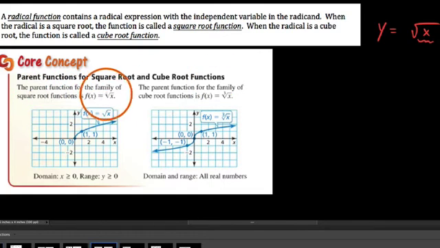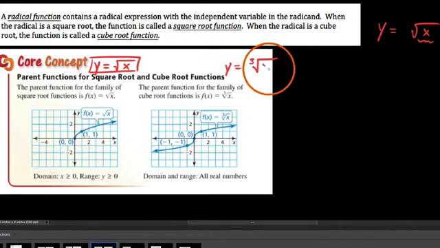The parent function for the family of square root functions is y equals the square root of x. I'm going to write this a little bit larger. So this is the square root function, and over here we have y equals the cube root of x.